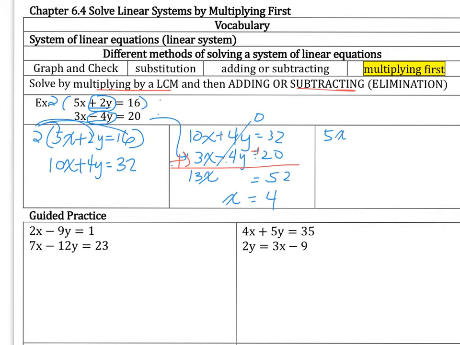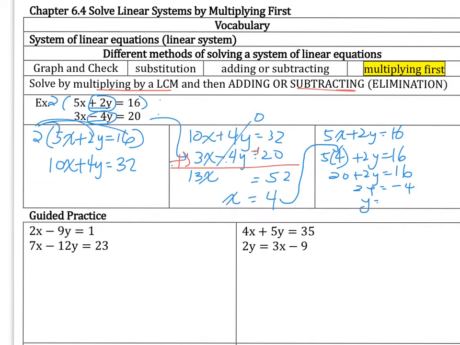I'll just use the first one. 5x plus 2y equal to 16, and I'm going to substitute 4 in for x. And this would be 20 plus 2y equal to 16. 2y equals negative 4. y equals negative 2. So your final answer will be 4, negative 2.